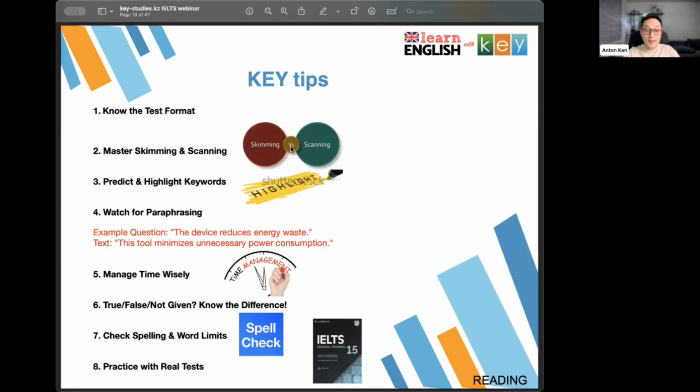Check spelling and word limits. You've got to copy words exactly from the text because, if you remember, spelling errors mean a wrong answer. And follow word limits. Actually, it's basic, but many IELTS candidates forget about that. If you have the task write no more than 3 words, guess no 4 words, for example, or 5 words.